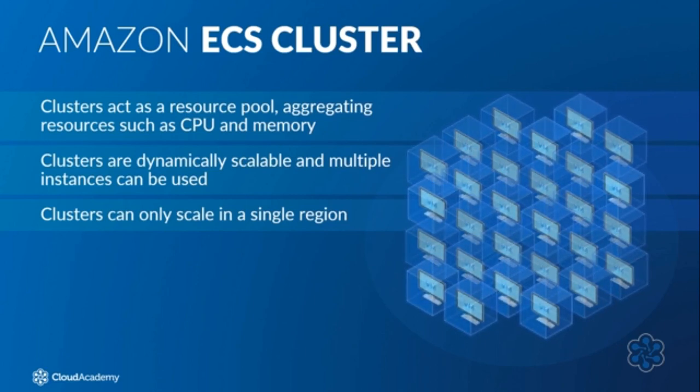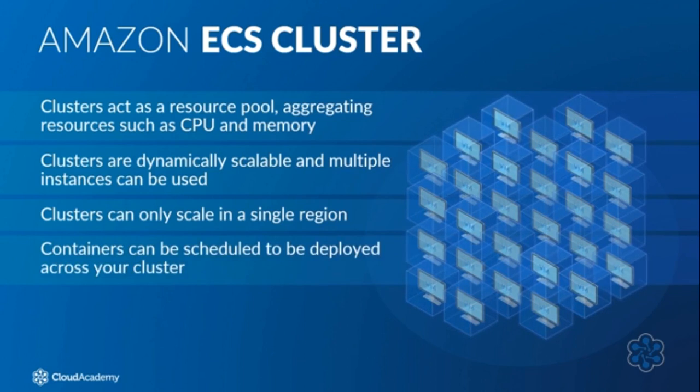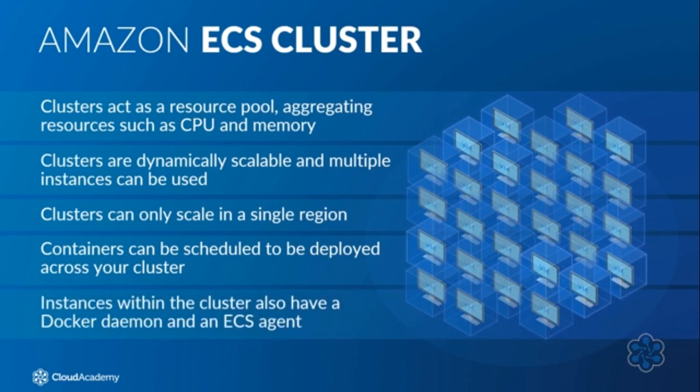With ECS, you can schedule your containers to be deployed across your cluster based on different requirements, such as resource requirements or specific availability requirements through the use of multiple availability zones. The instances within the Amazon ECS cluster also have a Docker daemon and an ECS agent installed. These agents communicate with each other, allowing Amazon ECS commands to be translated into Docker commands.